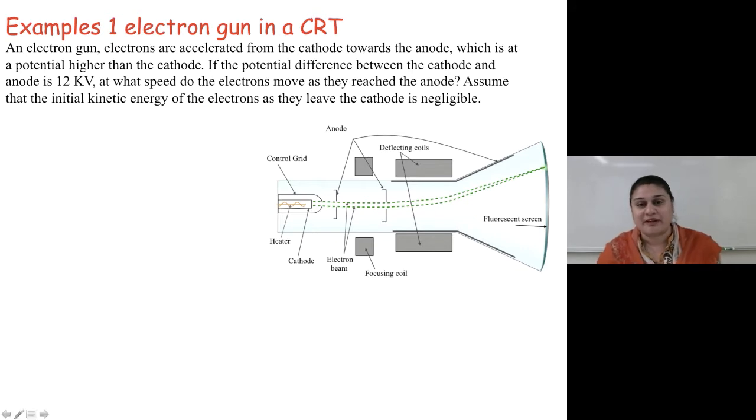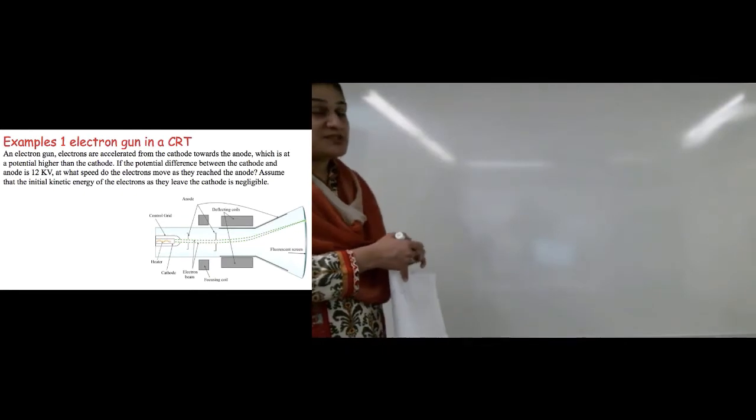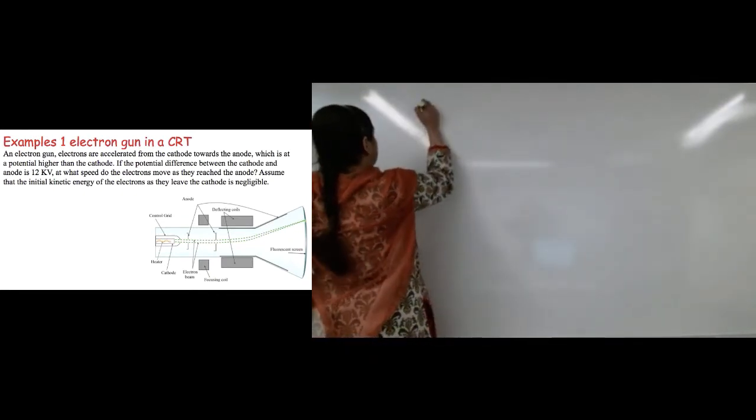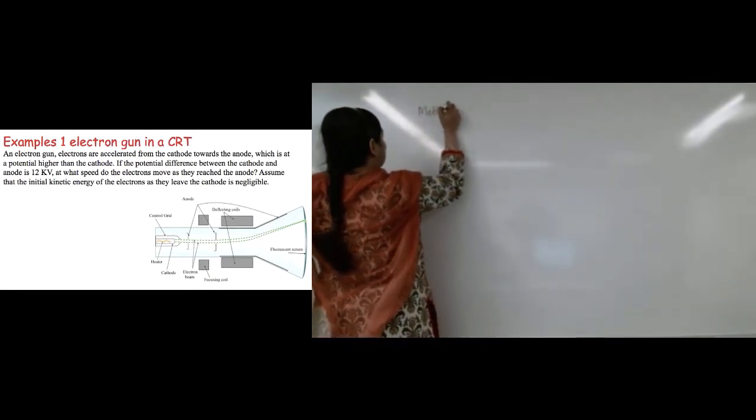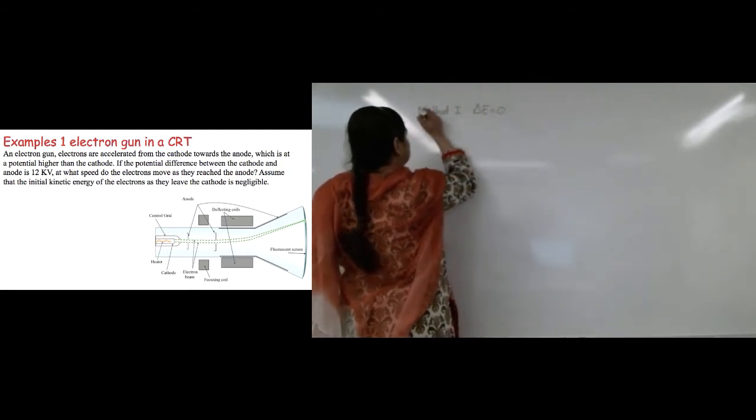So this is what a cathode ray tube looks like. We're going to solve this problem by two methods. Method 1 is going to involve conservation of energy. Method 1: delta E equals 0.